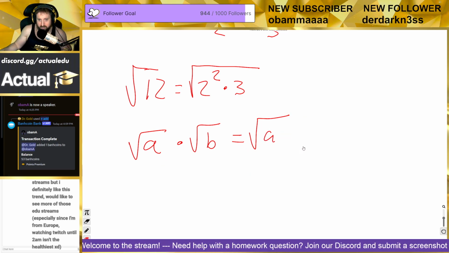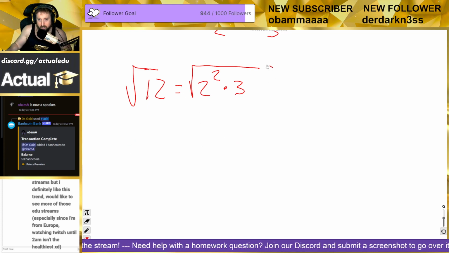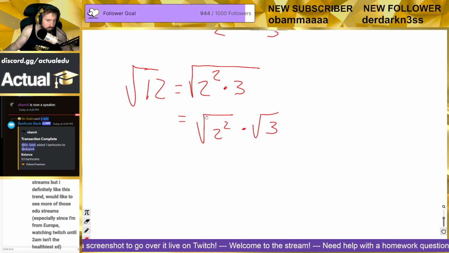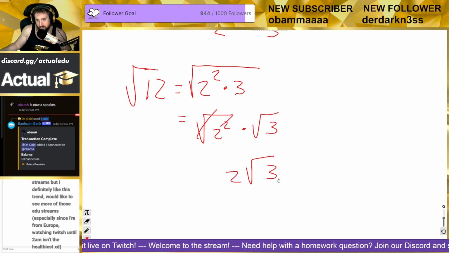You can break something that's being multiplied into individual parts. So I can break this up into the square root of 2 squared times the square root of 3. And what's the square root of something squared? Well, they cancel each other out. They go away. And so that's why you're left with 2 square root of 3. That's where this all comes from.